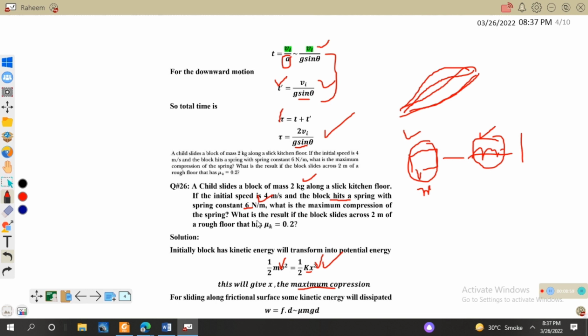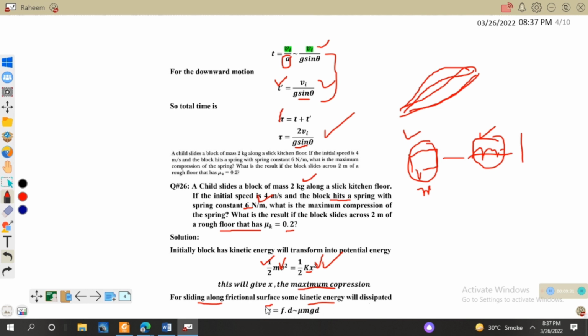Again, it asks what the result is if the block slides across 2 meters of a rough floor that has a kinetic friction coefficient of 0.2. If the block starts to slide, some part of this kinetic energy will now be utilized to overcome the friction. So while sliding along a frictional surface, some kinetic energy will be dissipated in overcoming this frictional force.